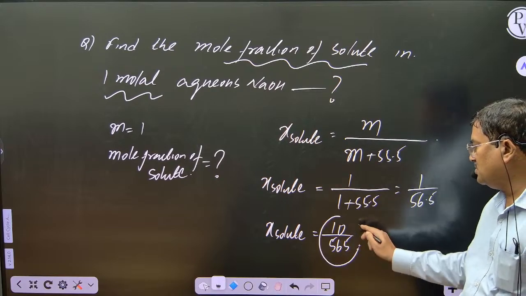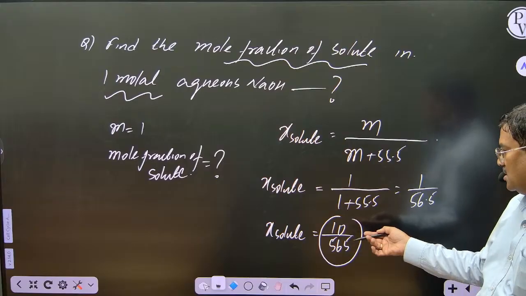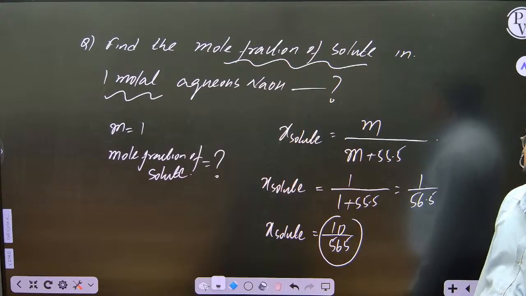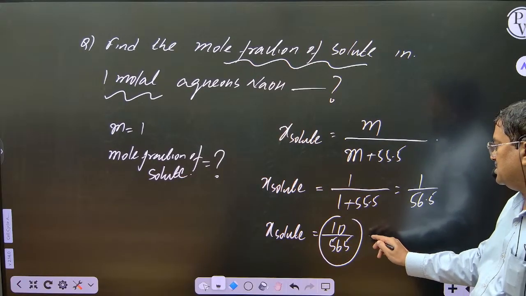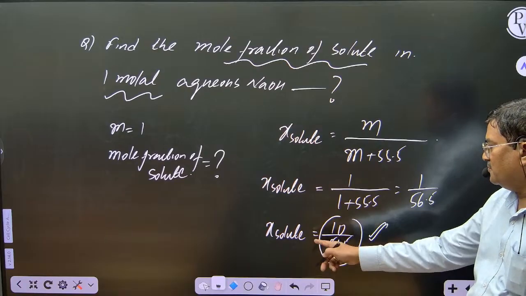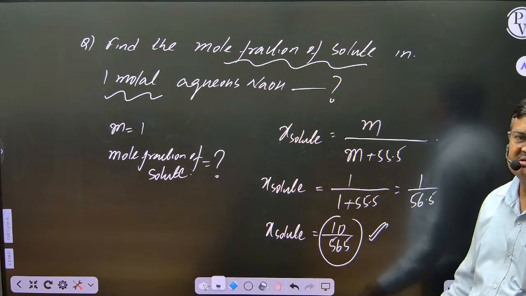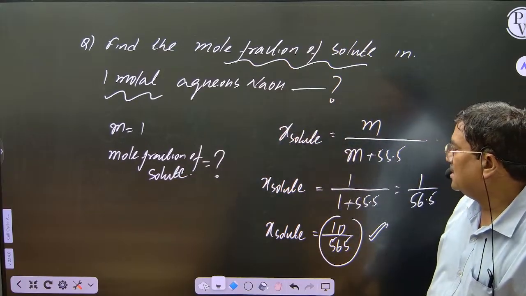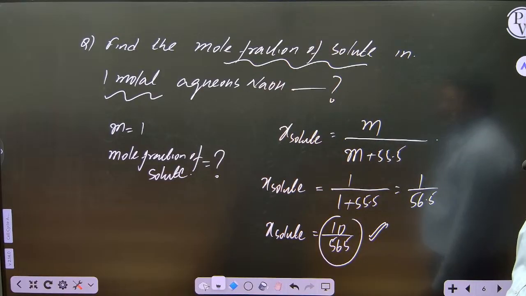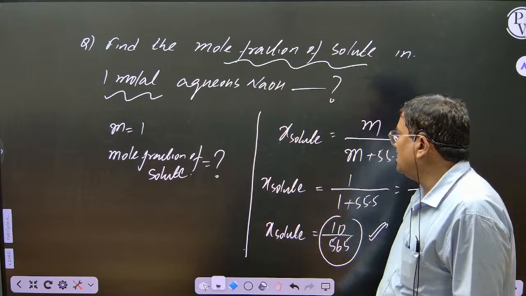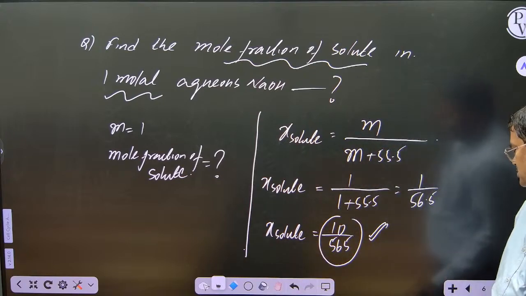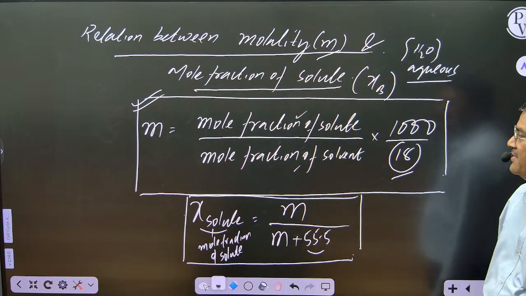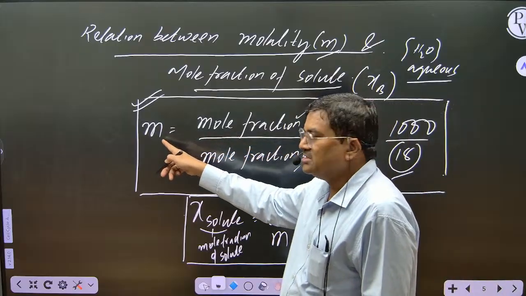So in option, if they give 10 upon 565, you can opt for this, or you have to simplify it. On simplifying, check how much you get. You do that for homework. Mole fraction of solute will be given as 10 upon 565. Clear? This is how we get the relation between mole fraction of solute and molality. Understood, students? Important relation. So mole fraction of solute is molality by molality plus 55.5.